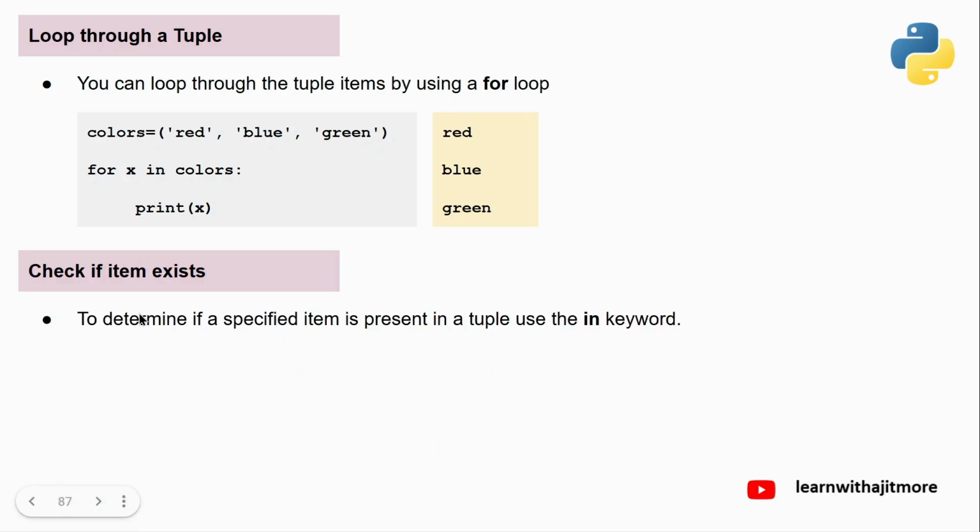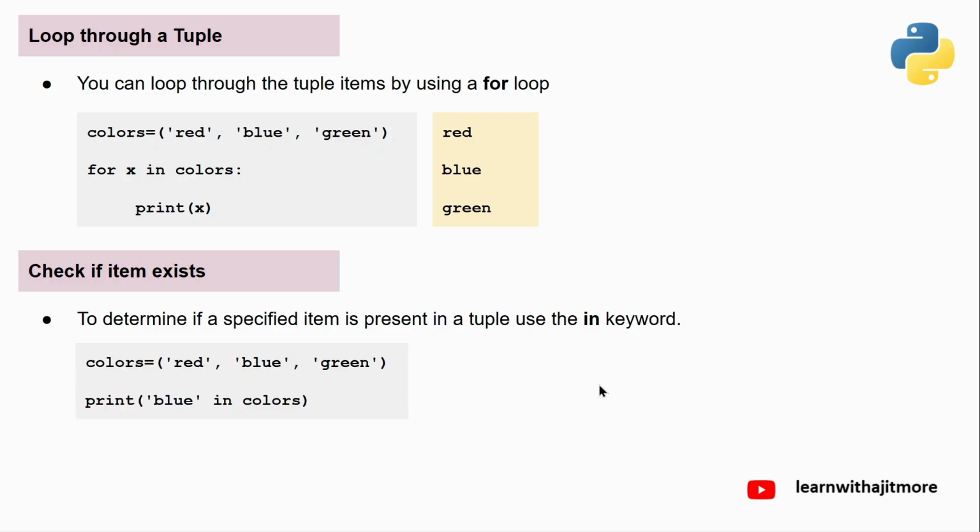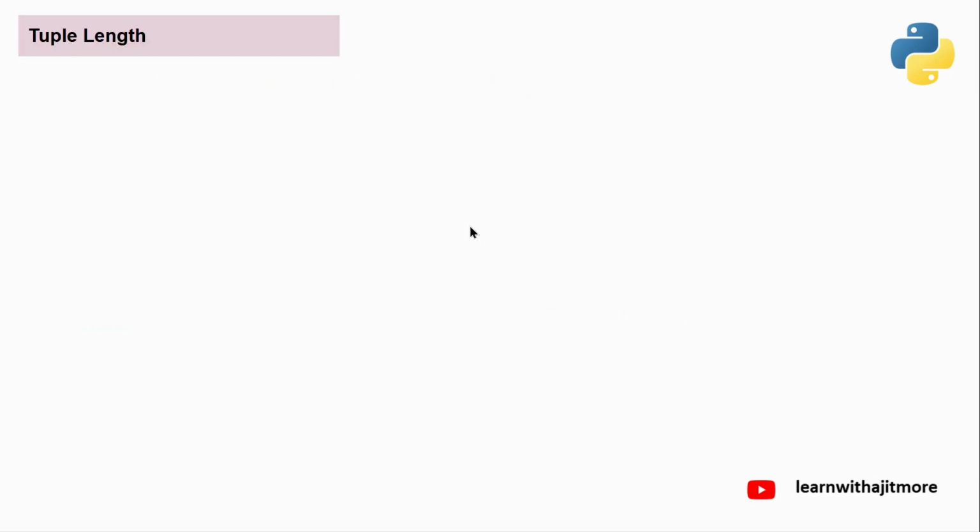Getting, guys? So to determine if a specified item is present in a tuple, use the in operator. In is a keyword also, but it's an operator also. It's a membership operator. Check. This is your tuple of colors. Blue in colors. So is blue present in colors? Yes, you'll get true. Pink in colors. Is pink present in this tuple? No. You'll get false.